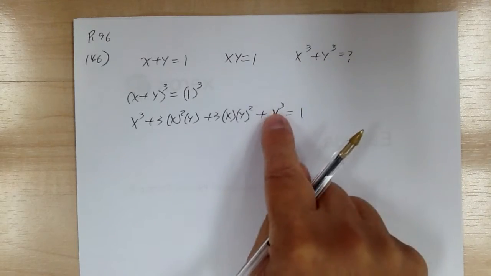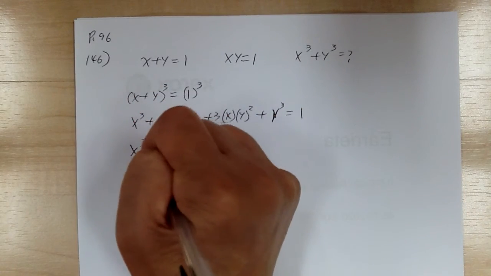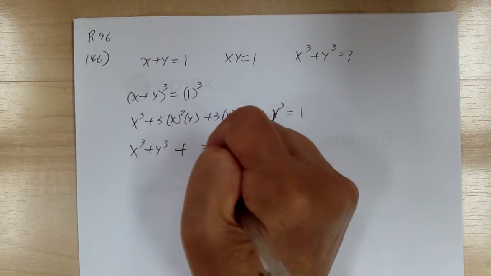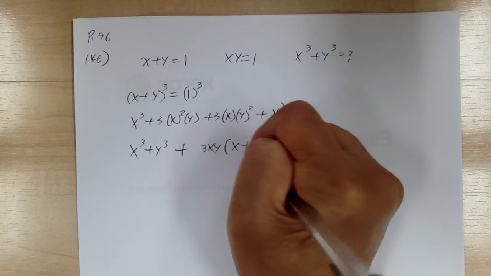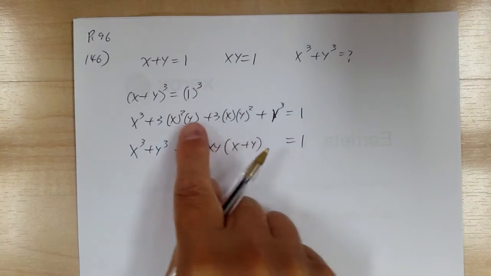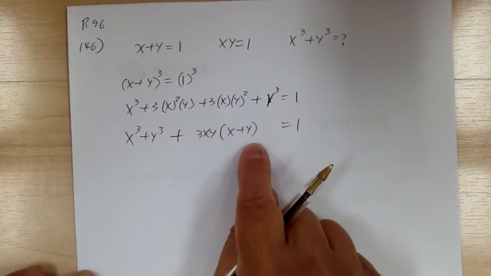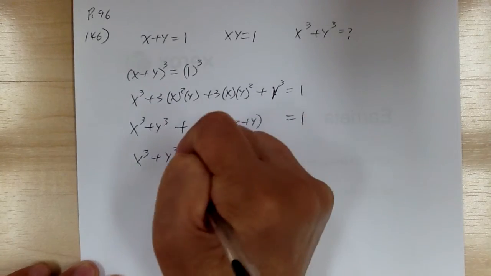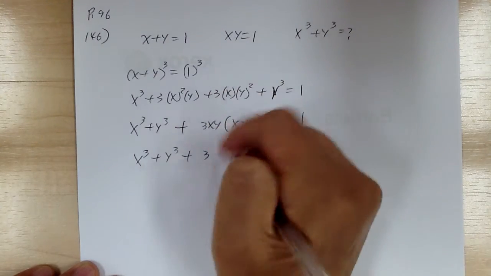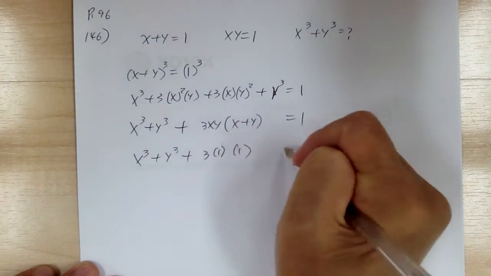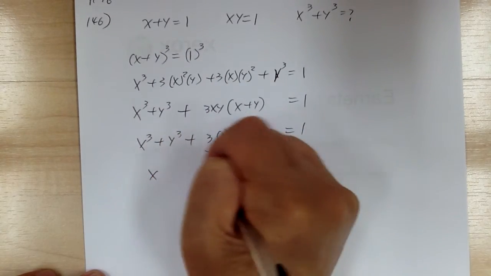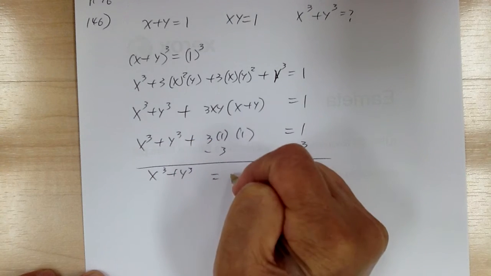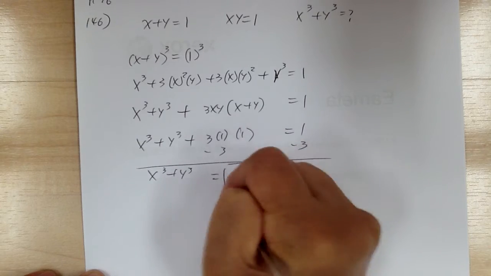Okay, and this is what we need, so we're going to move these things over. So I'm going to have x cubed plus y cubed, so that's what we need. Plus, over here I'm going to factor the 3xy, and so I end up with x plus y. So x cubed plus y cubed plus 3xy times x plus y. We can evaluate that first, it will be 3. Okay, xy is 1, and x plus y is 1. So I'm going to subtract 3 on both sides. So x cubed plus y cubed will equal negative 2. Okay, and that's it.